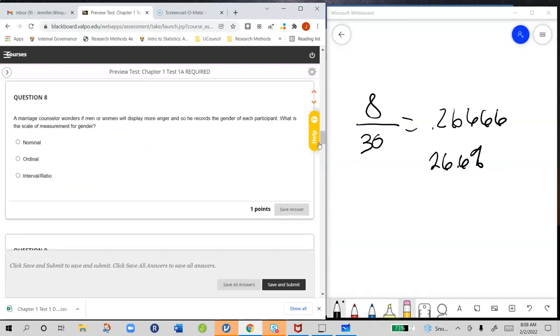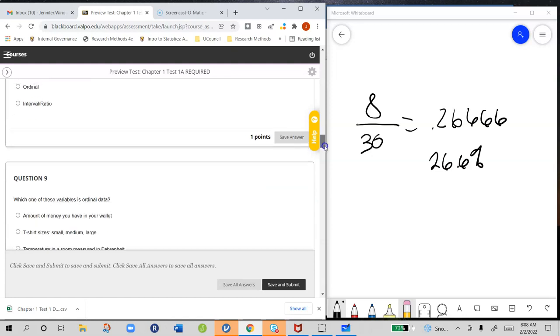Okay, next we'll have more examples of nominal, ordinal, interval, ratio. And this one we're wondering if men or women display more anger, and record the gender of each participant. So gender is nominal. We're just putting people into categories, or they're in pre-existing categories, and there's no numerical value. You can label people as 1 for male, 2 for female, but that doesn't mean that 1 or 2 is better or worse than another. There's no quantity or quality indicated by those numbers.